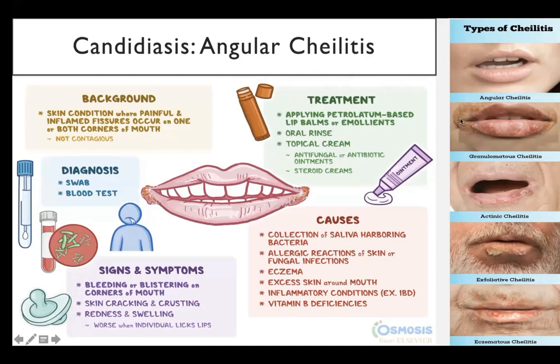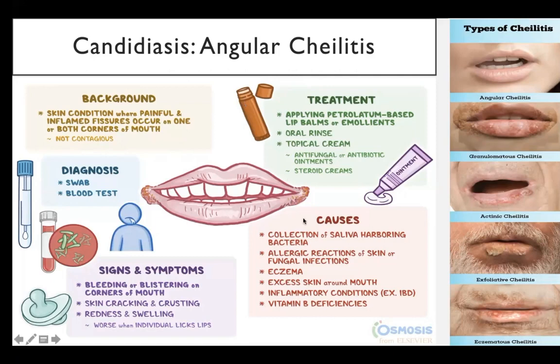Do you remember this? This is one of the common infections most of us have experienced in a few of the winters or summers, or when the temperature is changing from summer to winter. We have at the angles of our mouth angular stomatitis, angular cheilitis. What is this? It is a skin condition where painful and inflamed fissures occur on the angles of the mouth, one or both corners of the mouth. It is not contagious.